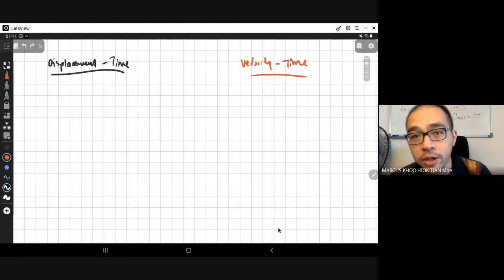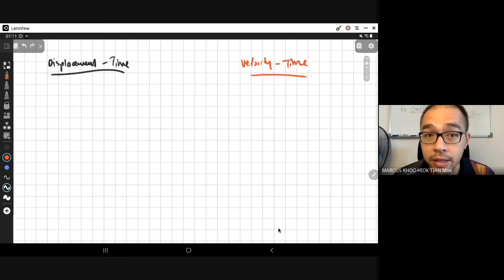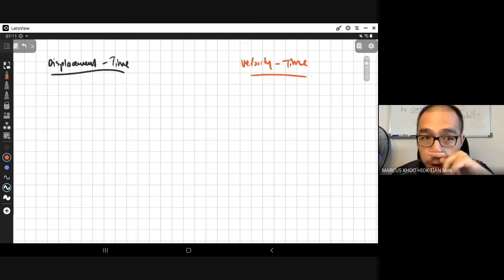There are two graphs that you need to know, and every graph has a different interpretation, a different explanation for the motion, and you cannot confuse between the two. You should not confuse between the two. If it is a displacement time graph, then you talk about displacement time. If it's a velocity time graph, velocity time.